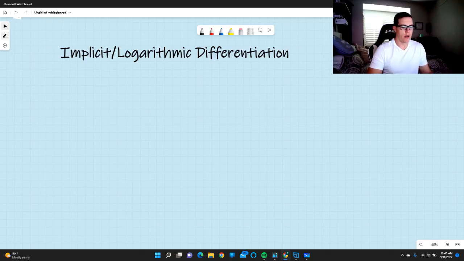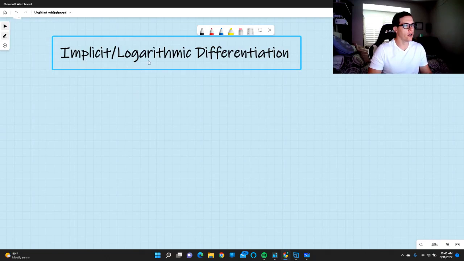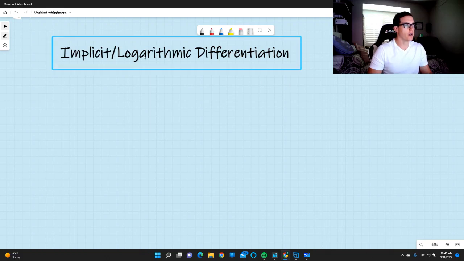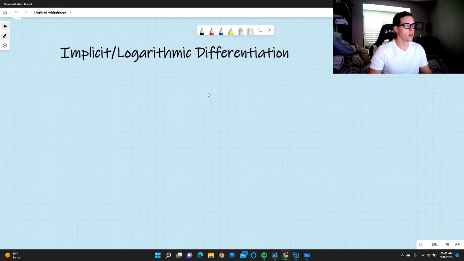Hey everyone. This is a quick review lesson on implicit differentiation, but then I'm also going to introduce something new called logarithmic differentiation. Logarithmic differentiation rarely comes up in this course, but it's a pretty useful tool down the road for those of you that take other calculus classes. But implicit differentiation definitely pops up.